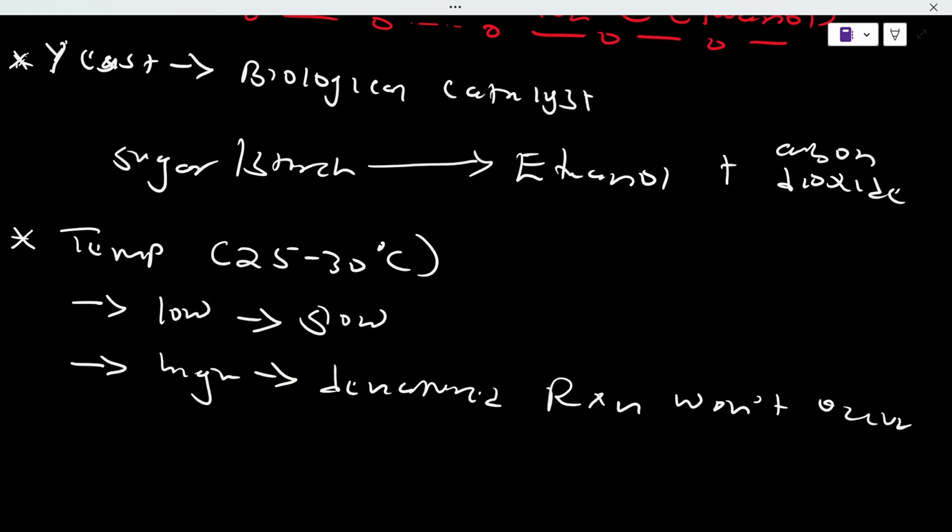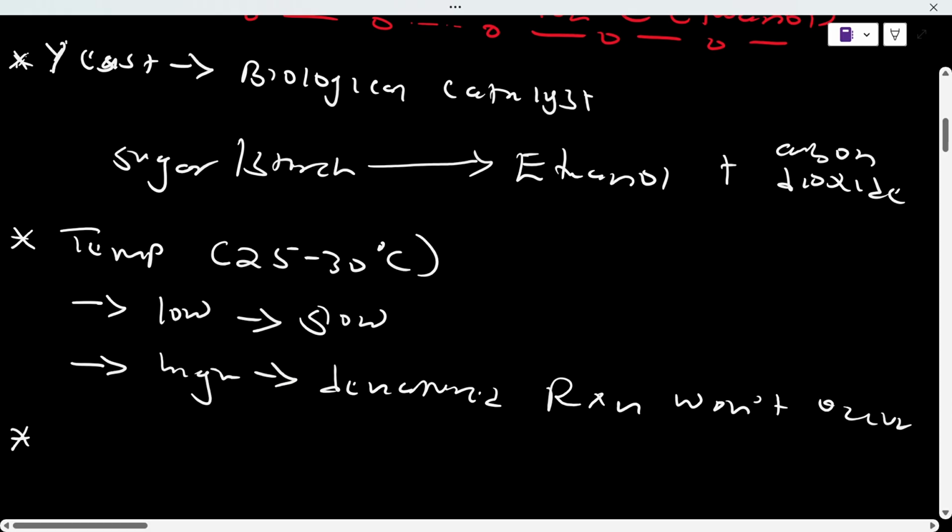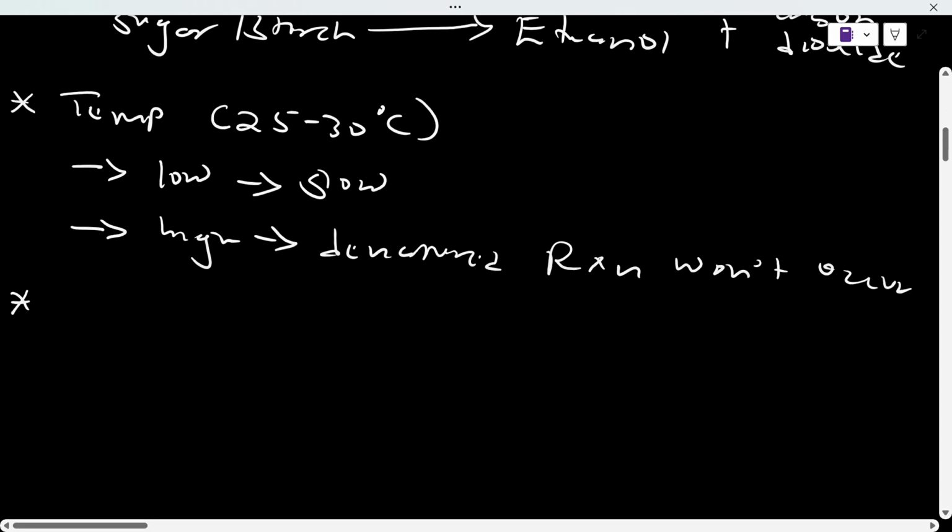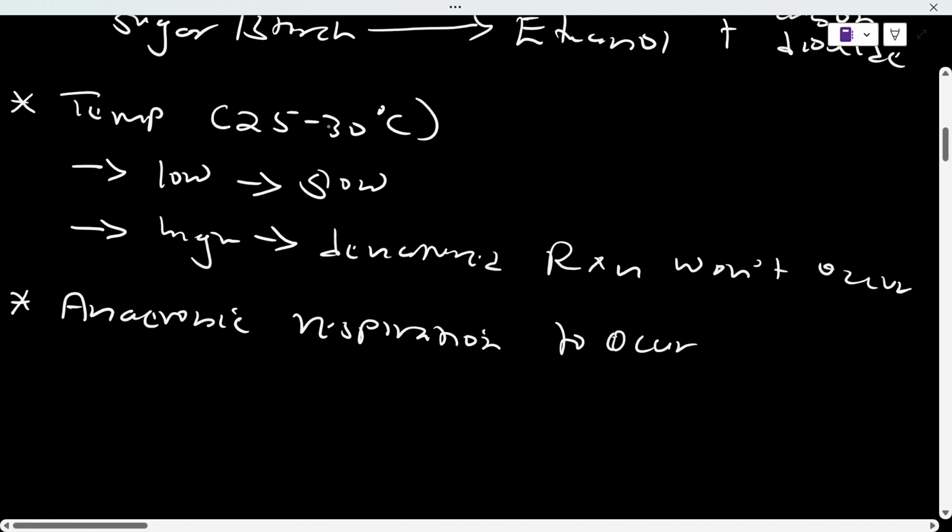Now, another feature of fermentation of glucose in the preparation of ethanol is that we need anaerobic respiration to occur, or a condition that is airtight. We need an airtight condition, or we don't need oxygen in the system.